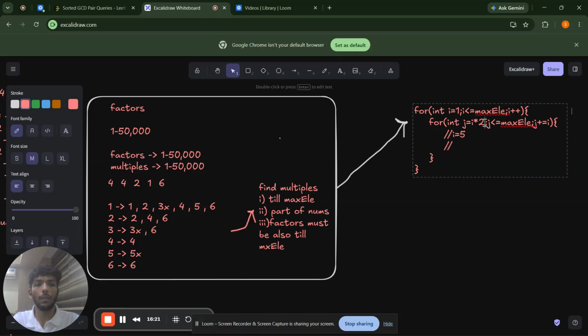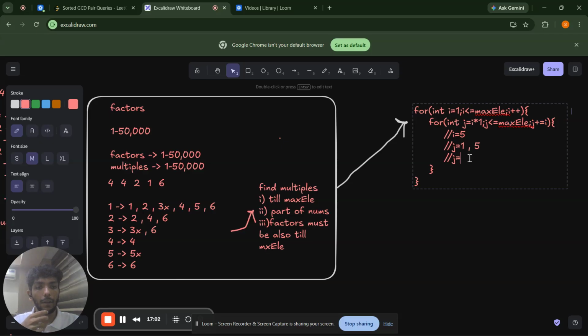Let's start from 1, because if j equals 1, we will get 5. Then j will become, now the increment will happen from here. What many guys do mistake is that seeing this, they increment 1 and here they multiply 5 with 1 or anything like that. This is just the starting point, and here we are incrementing j with i itself, so that it is taking leaps by the factors.